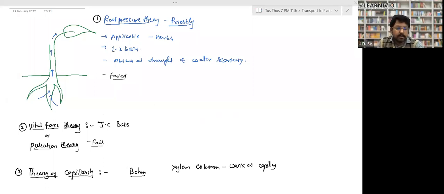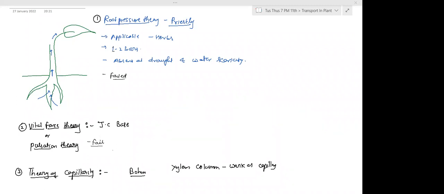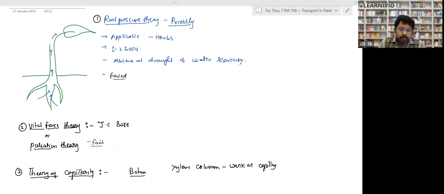Again, there is one more theory, called the theory of capillarity. It was given by Bohm, right? Bohm is also a very famous scientist. Bohm said that the xylem pipelines work as capillaries, and water moves upward with the help of capillarity. In your physics experiments, you must have heard of capillarity. So movement of water takes place through capillarity. This is also a failed theory.